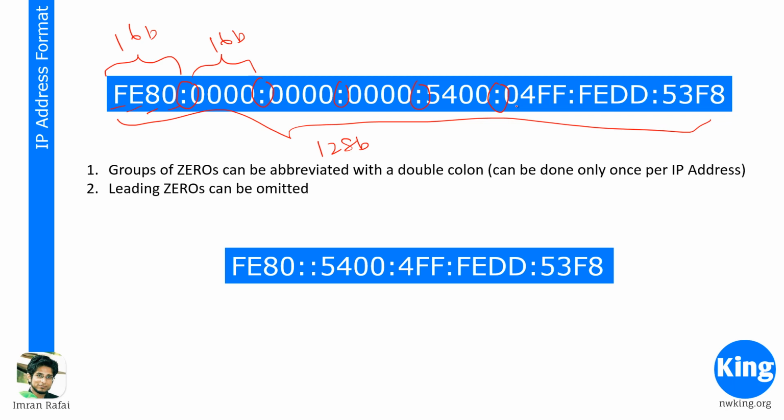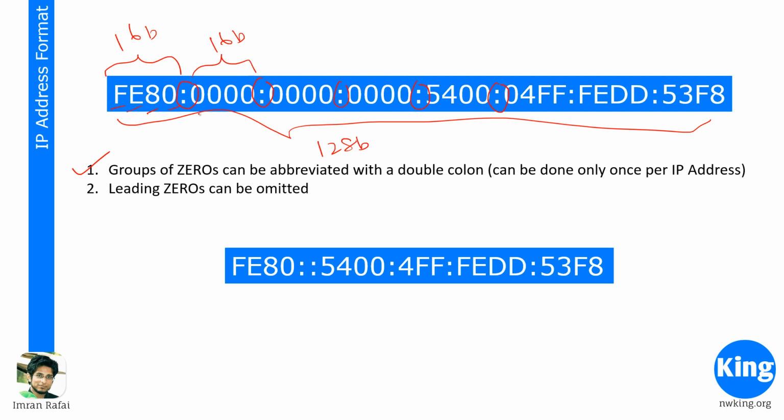Now it's not easy to remember an IP address this long, so there are some rules through which you can shorten the IP address. For one, rule number 1 says groups of zeros can be abbreviated with a double colon, and this can be done only once per IP address.